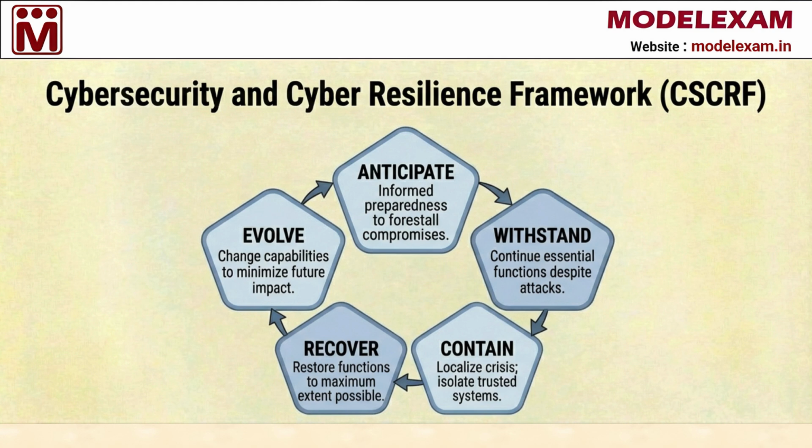Finally, let us look at the Cybersecurity and Cyber Resilience Framework, or CSCRF. In the digital age, protecting data is critical. This framework is built on 5 goals. Anticipate means being prepared for attacks. Withstand means continuing your essential functions even during an attack. Contain means isolating the problem so it does not spread. Recover means restoring your systems to normal as fast as possible. And evolve means learning from the attack to minimize future impact.